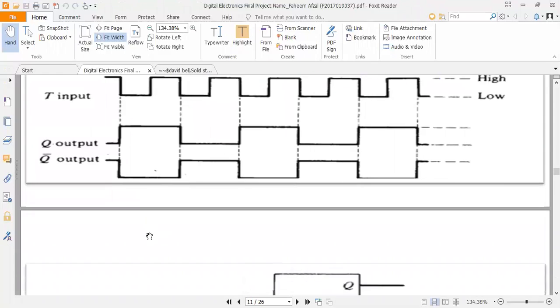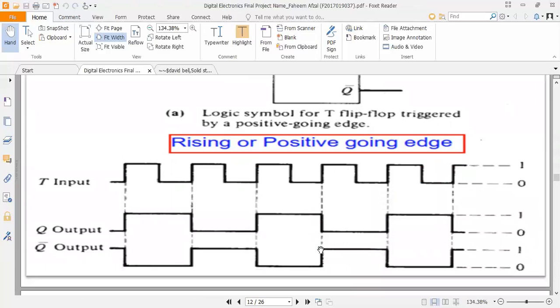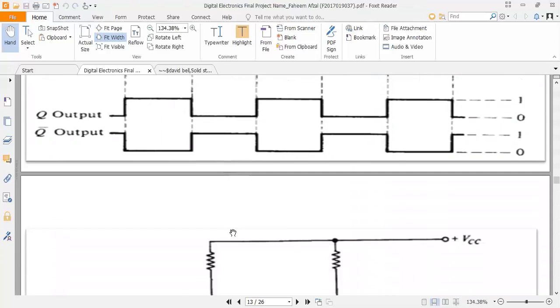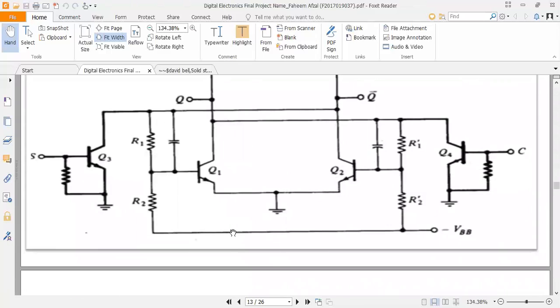Similarly, here you can see that there is no bubble here. So this is a positive edge, rising or positive going edge. When the rising edge came, the output became high and it will remain high until the other rising edge came and the output became low. So it toggles on the rising edge of the T input. Now this is the SC flip flop.